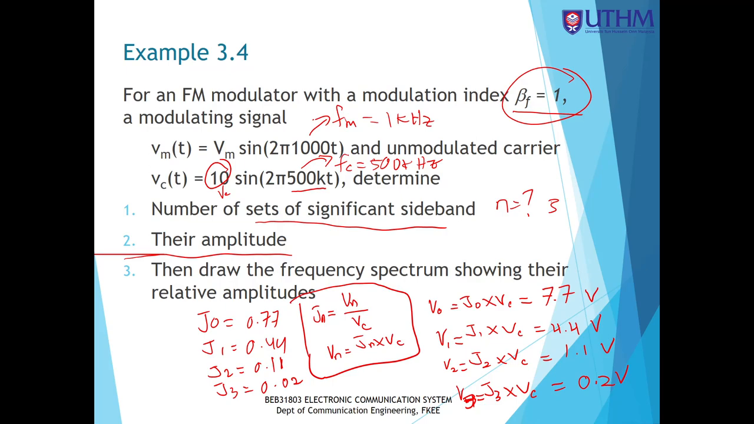Okay, then draw the frequency spectrum showing their relative amplitude. This question is a bit confusing actually, because the second question asks about amplitude, and suddenly the third question asks you to draw according to relative amplitude. So I just want to show you that if you draw according to relative amplitude, that means this is Jn. Remember you have 3: 1, 2, 3. Here also you have 3: 1, 2, 3.